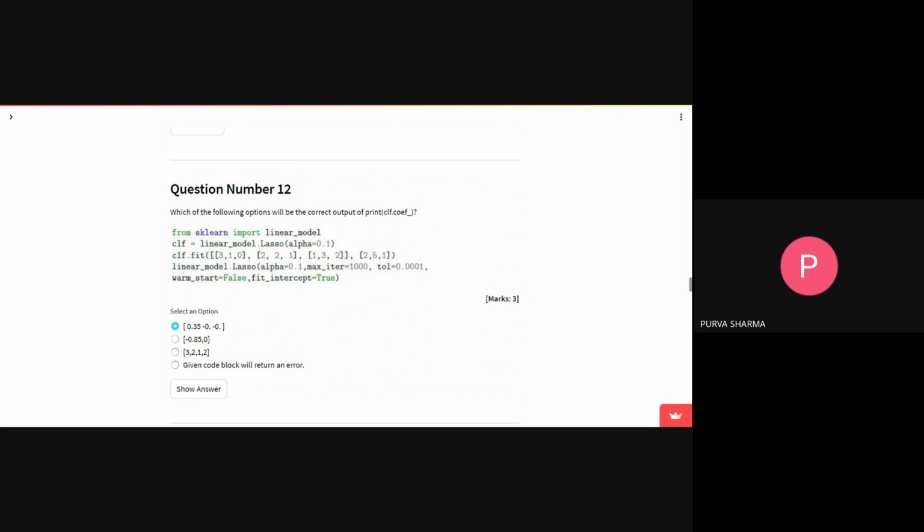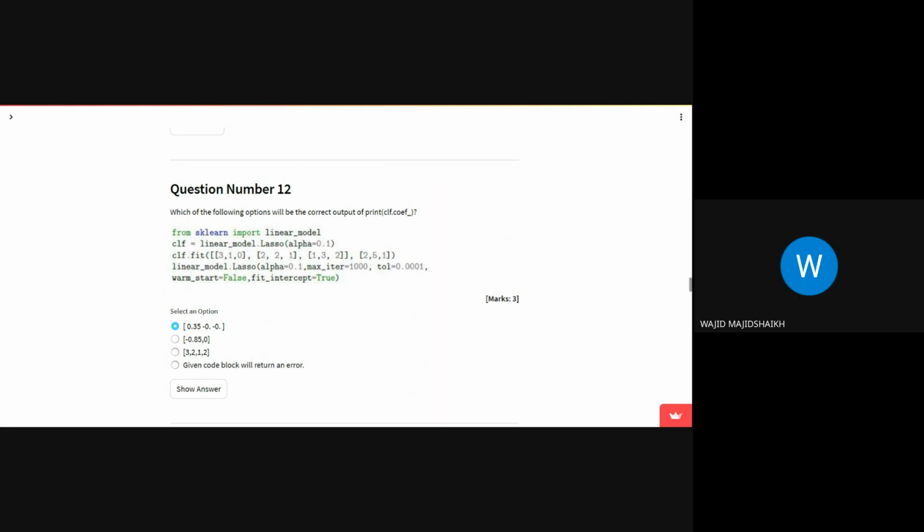So what should be the answer for this? First option. Yeah, first, because of the 3 weights, right? We have to see that since we are finding the value of coefficients, there will be 3 coefficients because of 3 features, and the first option contains the values for the 3 weights, the 3 feature coefficients.